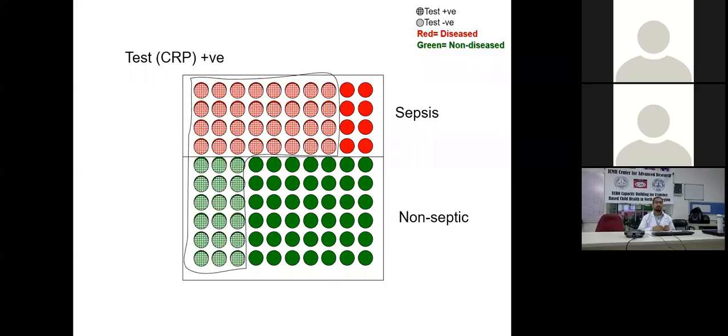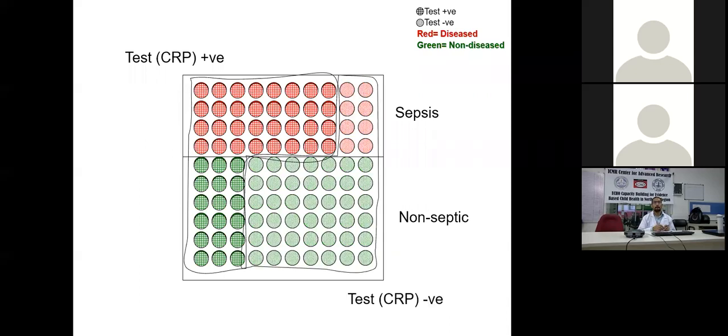Interestingly, not all. And amongst those who are not septic, a certain proportion has actually turned out to be CRP positive, the bottom left. Now, these are the test CRP negatives. Again, amongst those who are non-septic, the vast majority are CRP negative, but not all. And amongst those who are septic, there are some who were not supposed to be CRP negative, but they happen to be CRP negative.